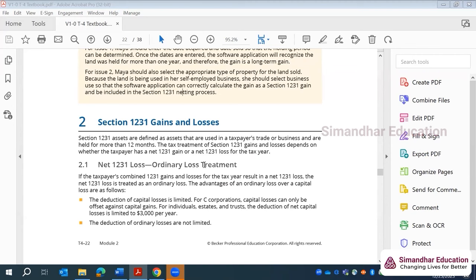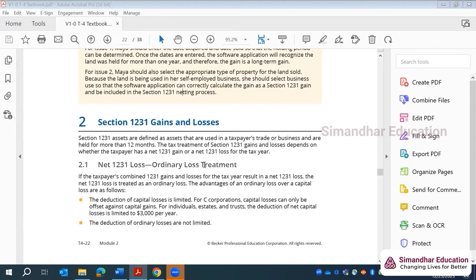Now, another benefit of Section 1231 is that if you sell this property at a loss, then the loss is treated as an ordinary loss. What is the advantage of the loss being treated as an ordinary loss? Think as a tax practitioner. If the loss is ordinary, what is the advantage for an individual?